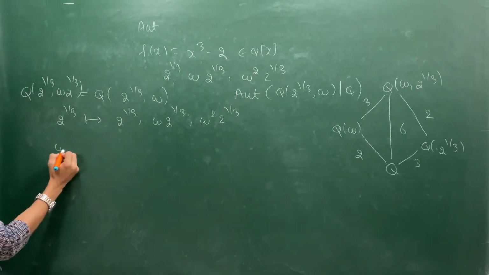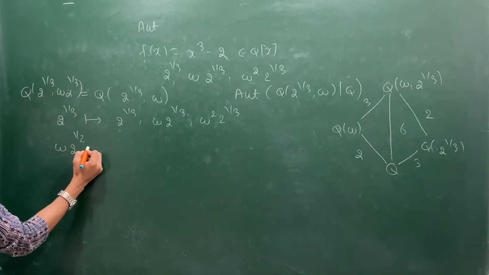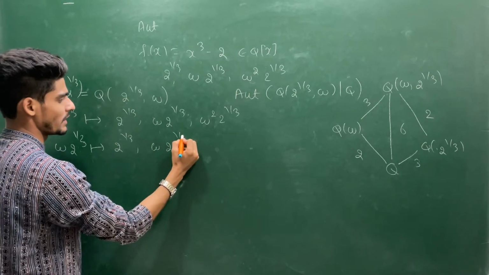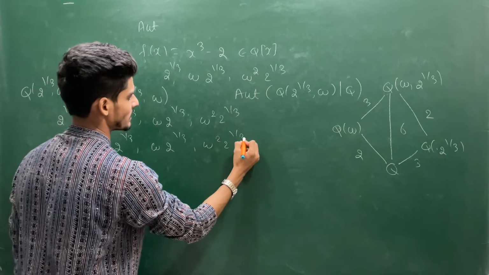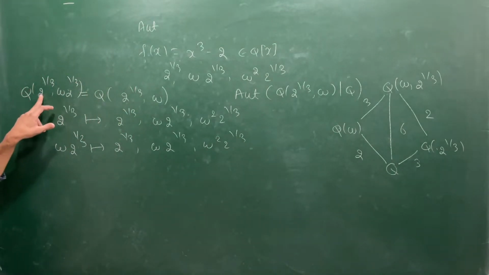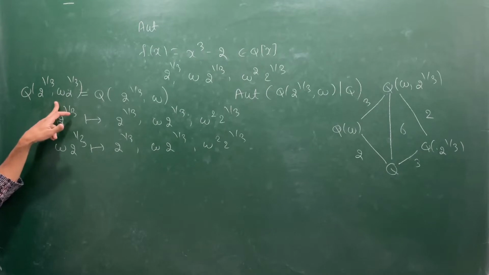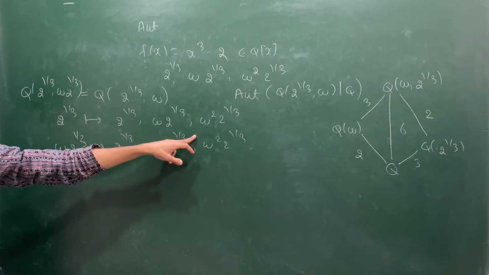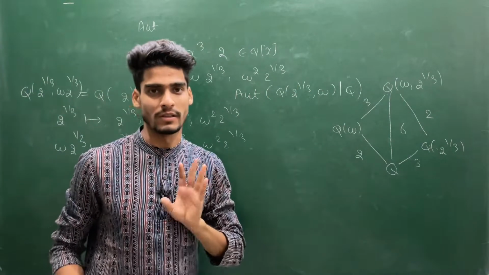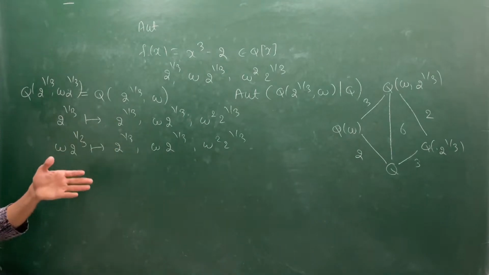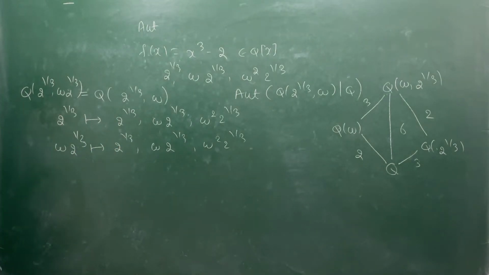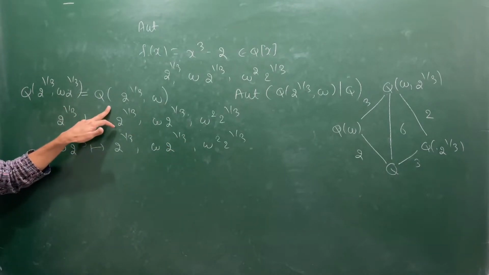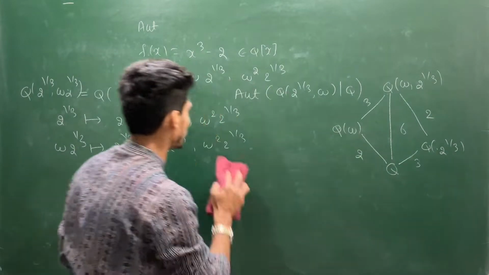And similarly I can send my omega times 2 power 1 by 3 to 2 power 1 by 3, omega times 2 power 1 by 3, and omega square times 2 power 1 by 3. So each generator has 3 choices in this structure. So there are a total of 9 automorphisms, but are all of them going to be automorphisms? No, because we know the order of this group will be 6. So all of those are not automorphisms. There will be precisely 6 automorphisms. So rather than working on this structure, we can work with this structure. So we will have a nice property in this structure.